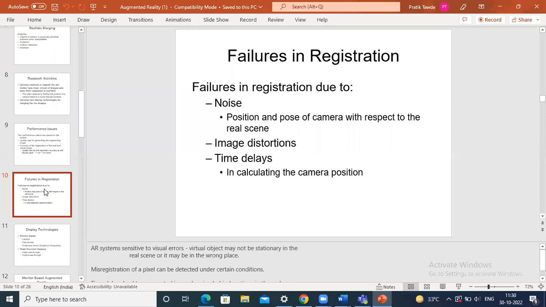Failures in registration. Failures in registration are due to noise, position and pose of the camera with respect to the real scene, image distortions, and time delays in calculating the camera position. So there should not be a delay because everything has to be synchronized properly. That also you have to take into consideration. Time delays are very much important so that everything goes smoothly, and synchronization is very important.